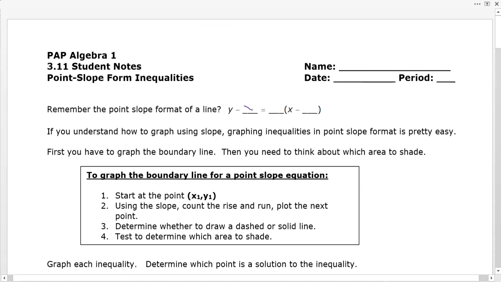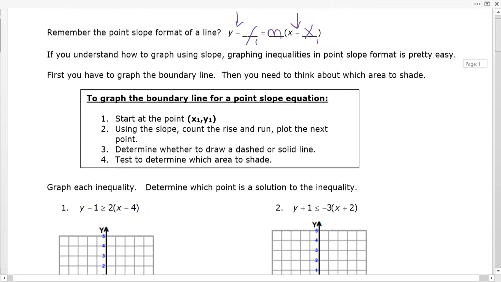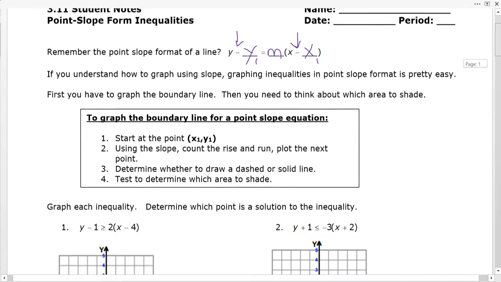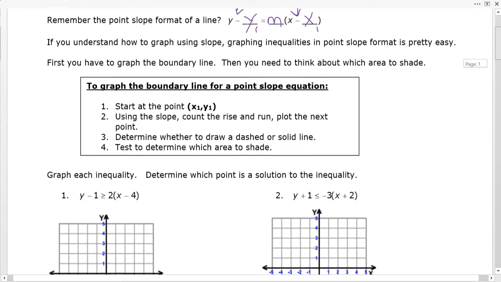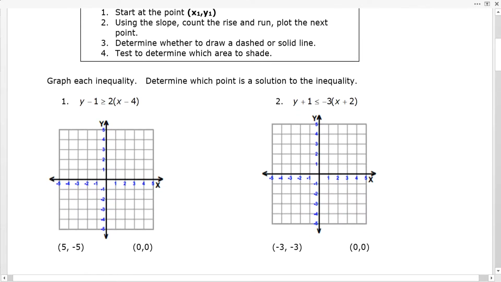And it equals m times x minus x1. Remember, the minus signs are part of the equation and not necessarily part of the point x1, y1. So here's your little steps right here. Start at the x1, y1. Use the slope. Do rise and run, plot points, and then find the area.